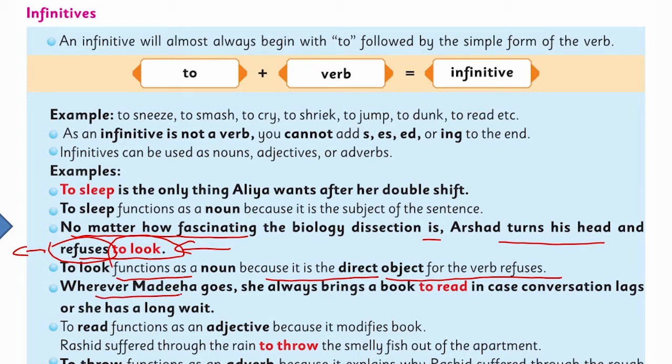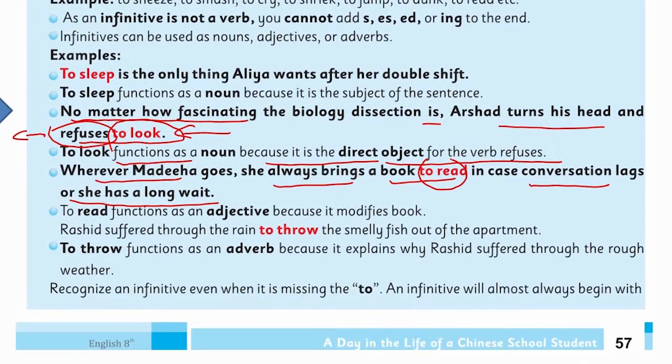Wherever Madhya goes, she always brings a book to read, in case conversation lags or she has a long wait. To read here is an infinitive. To read functions as an adjective because it modifies the book. Book aapka kya hai? Noun hai. Aur noun ko modify kya karta hai?